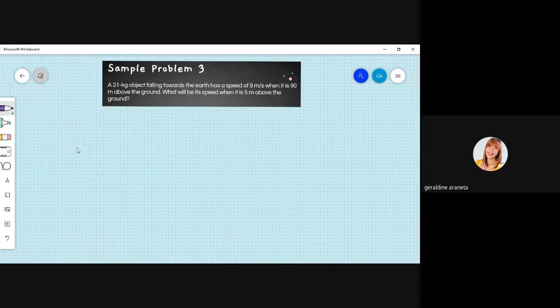And lastly, we have problem number 3. A 21 kilogram object falling towards the earth has a speed of 9 meters per second when it is 90 meters above the ground. What will be its speed when it is 5 meters above the ground?